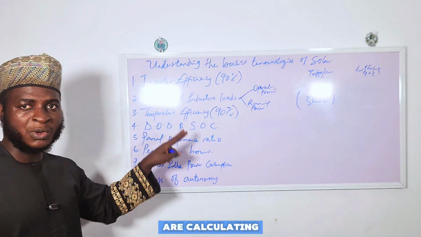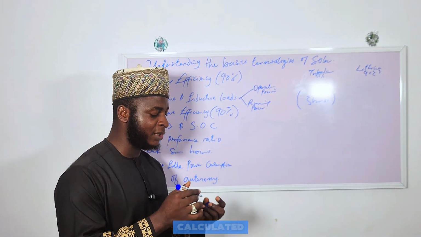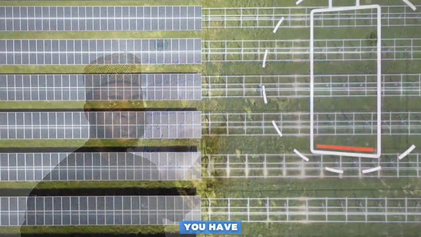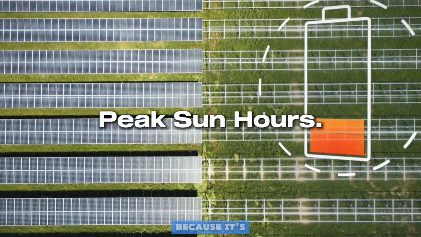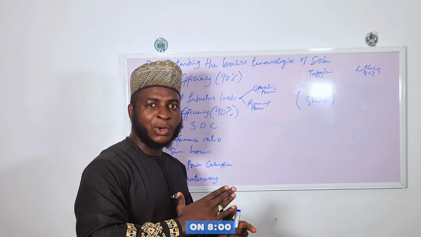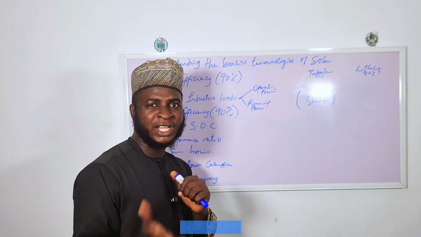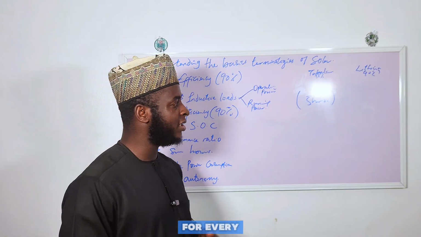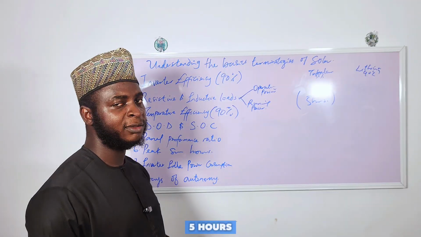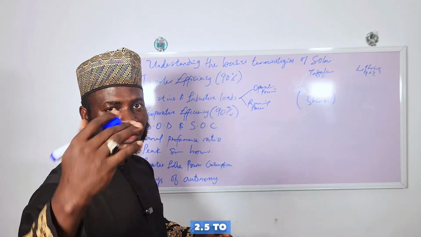When we are sizing our battery, we are going to take this into consideration, and you will see how it's calculated. So when sizing your battery and your panel, you have to consider your peak sun hours, because it's really going to help you. If you size based on 8 o'clock to 5 o'clock, there are some days where the weather condition is very bad, so you are not going to be sizing it correctly. So you have to consider the peak sun hours. In Nigeria, it is about 4 to 5 hours, but to be on the safer side, if you are sizing yours, you can use between 2.5 to 3.5 hours.